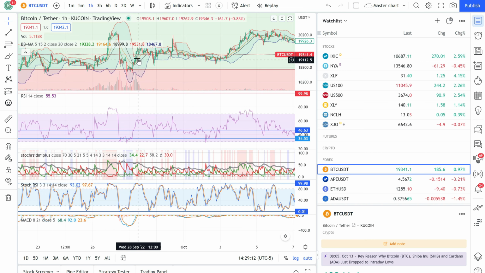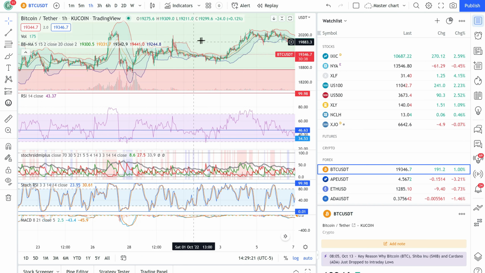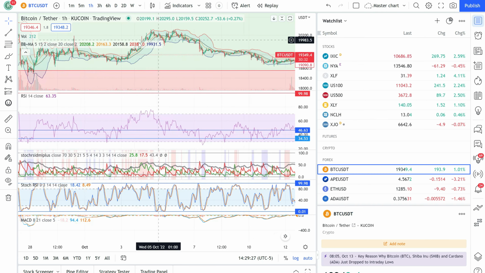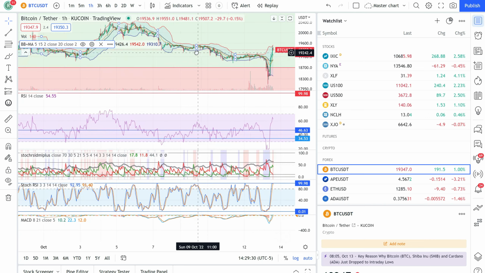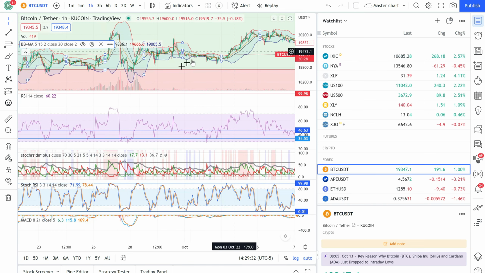I came in around 19,305 when it hit the outside, and it just kept going and going up and going up and going up. And it was around here where I put in another entry, I raised my leverage, and it just kept going up, kept going up. Wait, that's not it, guys. I'm lying to you.